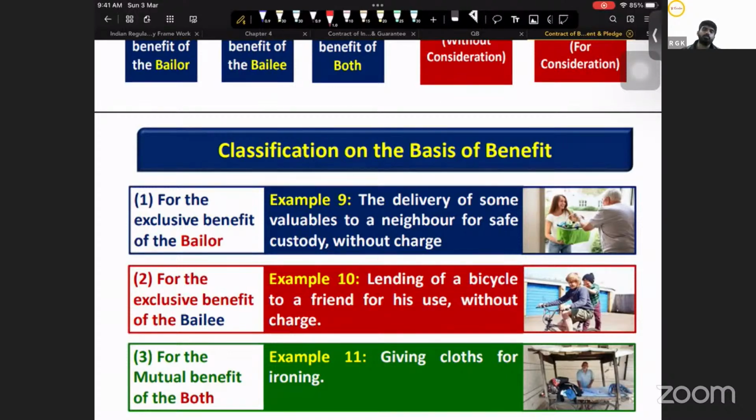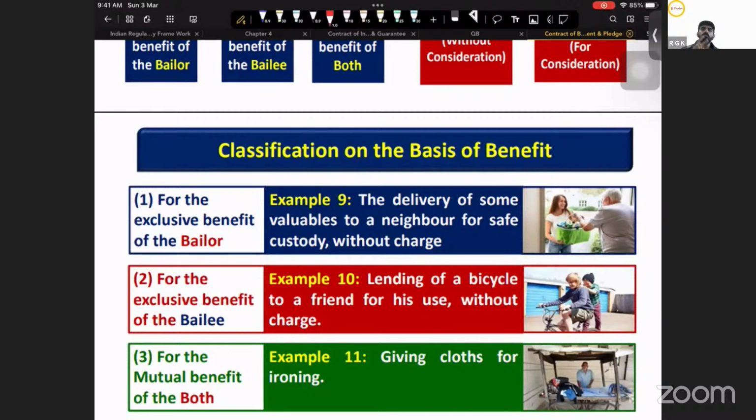Sometimes exclusive benefit of the bailee, say maybe Vaishak needs a car. Say Anil has a car. Now Vaishak calls Anil, can you lend me your car for a week? I'm going on a tour, so please give me a car for a week. So if Anil gives his car to his friend Vaishak, even though no consideration is received, here the goods are given to Vaishak for his benefit, that is the bailee's benefit. Even this will be considered as bailment. Here the bailment is for the exclusive benefit of the bailee.